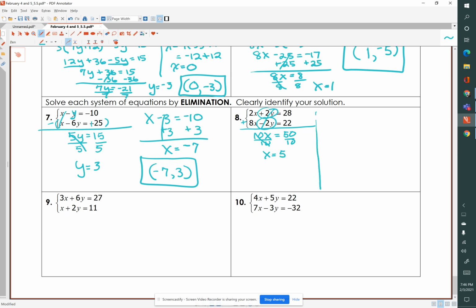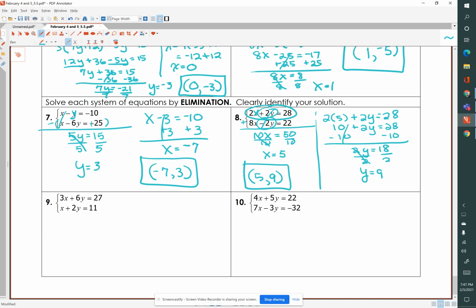So I'll substitute the 5 in for x in this first equation. So 2 times 5 plus 2y equals 28. So I'm solving for y here. 10 plus 2y equals 28. Subtract 10 from each side. 2y equals 18. Divide both sides by 2. And y equals 9. And my solution is 5, 9.